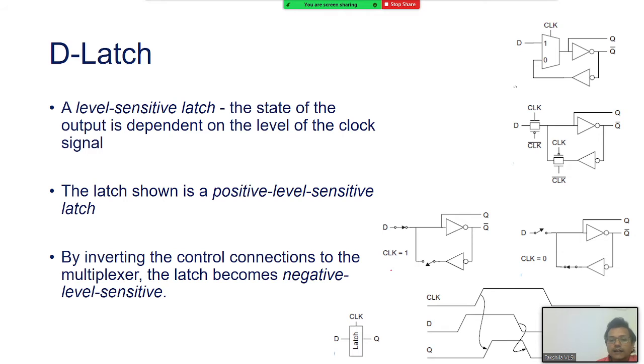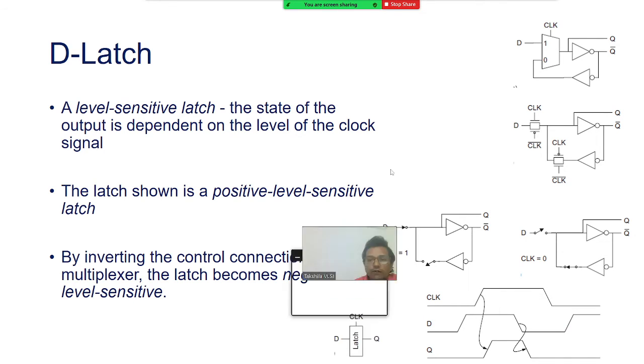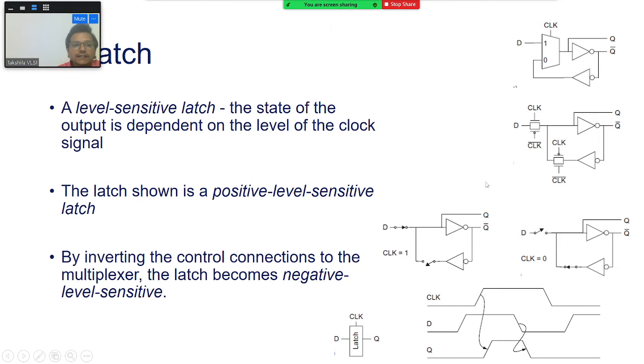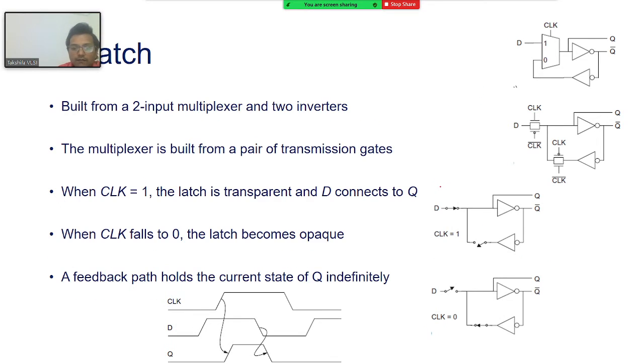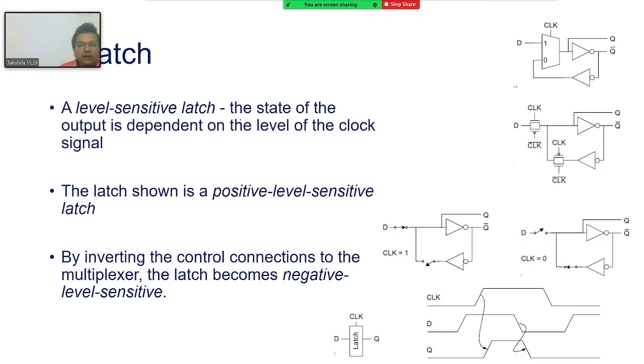So such kind of latch is called as level sensitive latch. So what is level sensitive latch here? So you see in the timing diagram, this is the logic 0 level and logic 1 level. So when the logic level of the clock changes from logic 0 to logic 1 or logic 1 to logic 0 again, the circuit responds. And the state of the output, we saw that it depends on the level of the clock.